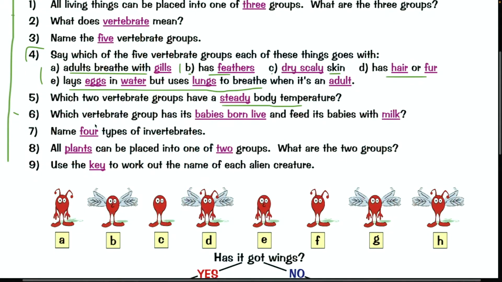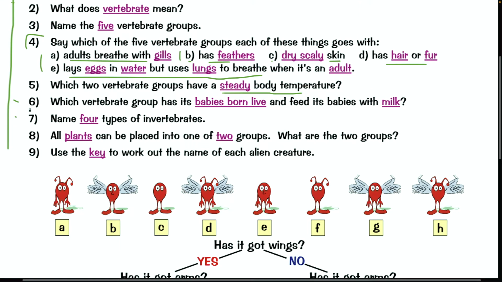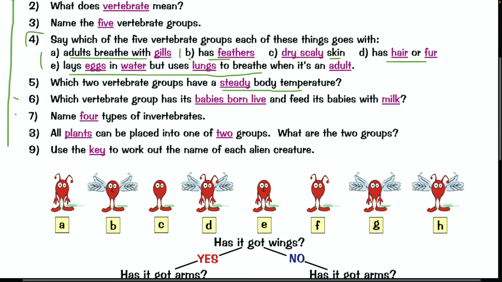And next one, number 7. Name 4 types of invertebrates. So give me 4 names for types of the invertebrate groups, okay? So this is number 7.